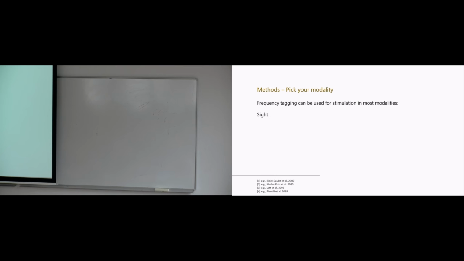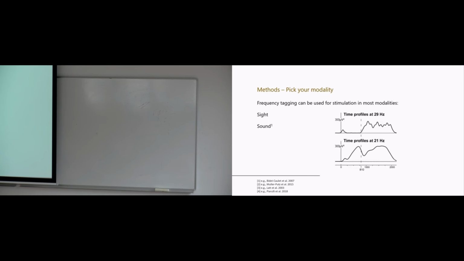Another thing is that I'm talking about the visual part of the whole story for most of my talk, and that's why it's easy to say, look, you can do that in vision. But frequency tagging has also been used in sound stimuli. You've probably read about auditory steady state responses, frequency following responses. Usually what people do there, they can do the very same thing.